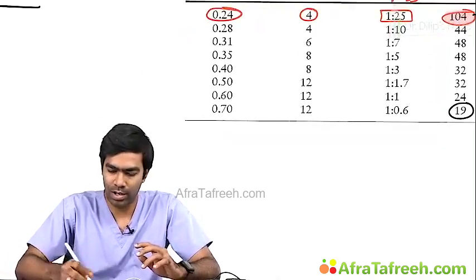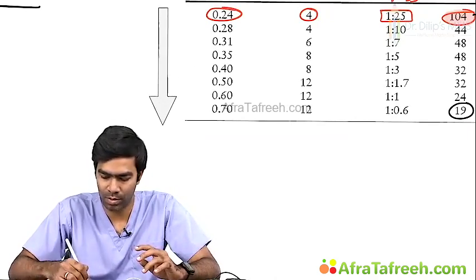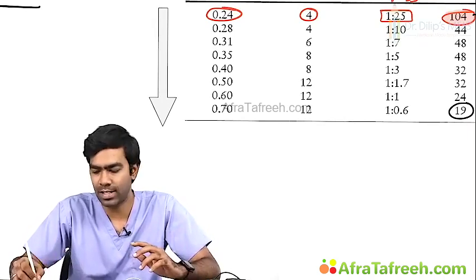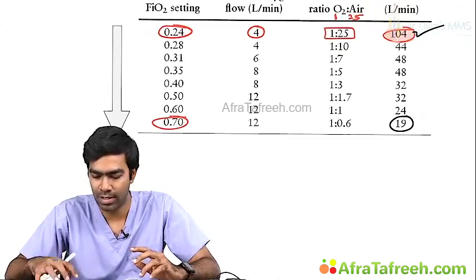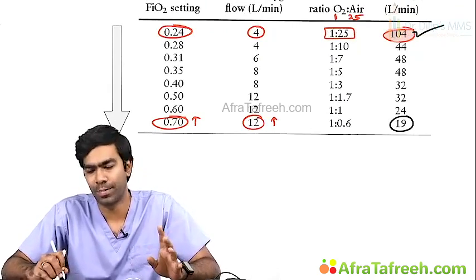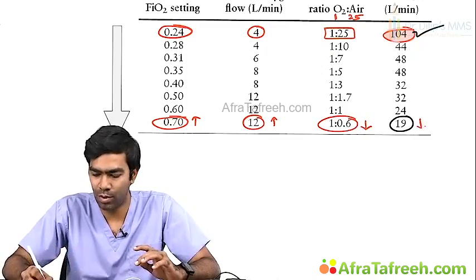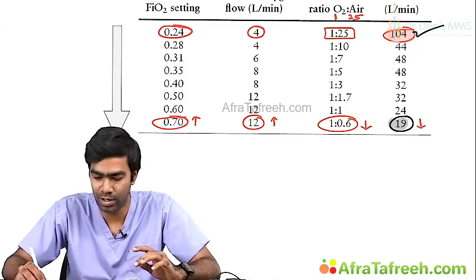But one thing you can note, as you come down and increase the FiO2, let me put an arrow, as you come down like this, you can see at 70%, the oxygen flows are increasing when you increase FiO2. No doubt about that. But the entrainment ratios are decreasing, and the flow to the patient is decreasing. Still 19 is a high flow only, no doubt about that. But compared to 104, 19 is less. What I'm trying to tell is, when you want more FiO2, you need more oxygen, right? You need more oxygen means your orifice will become bigger. Then only more oxygen flow can happen.